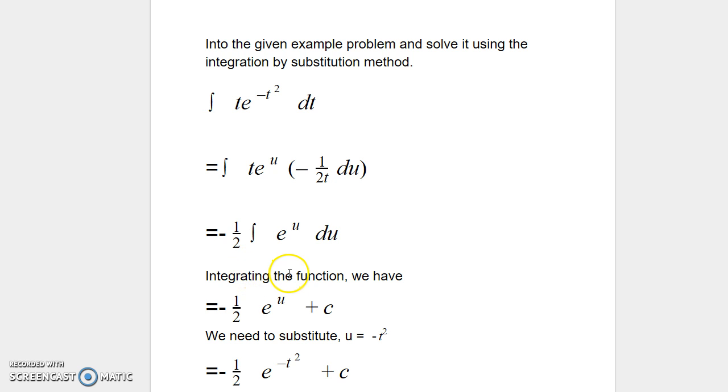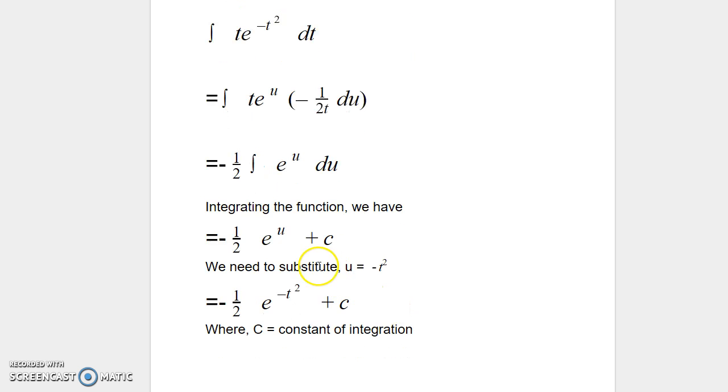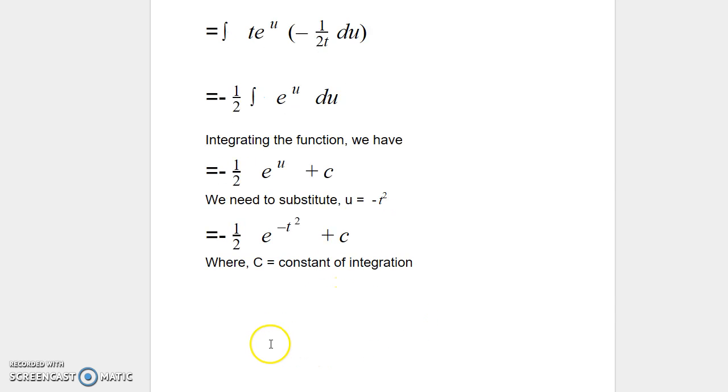Now we can integrate this using the rules of integration and then simplify it. We know that integral e to the power of u du is equal to e to the power of u. So I can rewrite this as minus 1 half e to the power of u plus c, where c is a constant of integration, right? So we need to express our solution in terms of t, not in terms of u. Wherever I see u, I'm going to replace it by minus t squared, and I can rewrite this as minus 1 over 2 e to the power of minus t squared plus c, where c is a constant of integration.